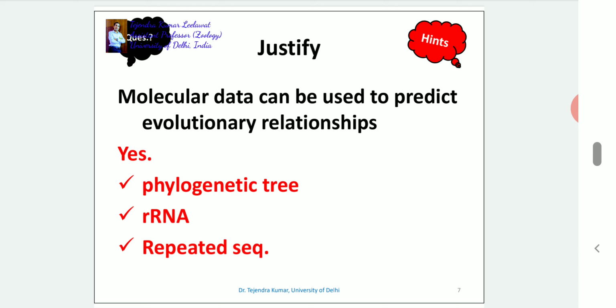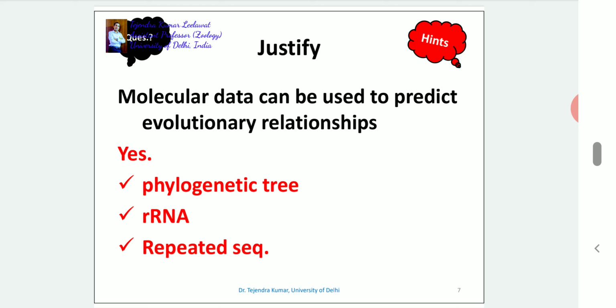Now justify. This question was asked for justifying in the question paper: molecular data can be used to predict evolutionary relationship. If you are attempting a justifying question, you have to mention the answer as yes or no first and then explain. So yes, molecular data can be used to predict evolutionary relationship. Then give the explanation of why.